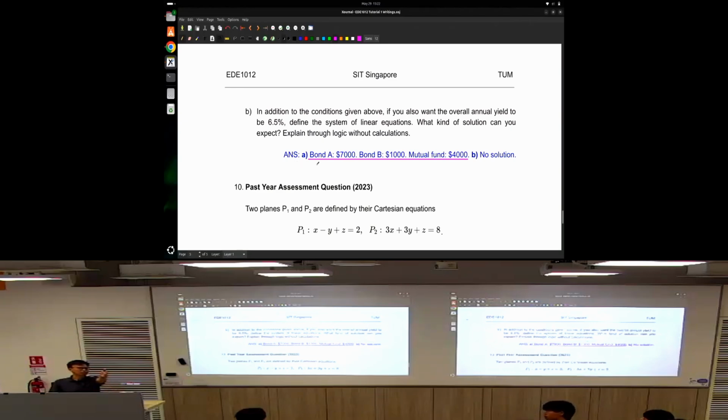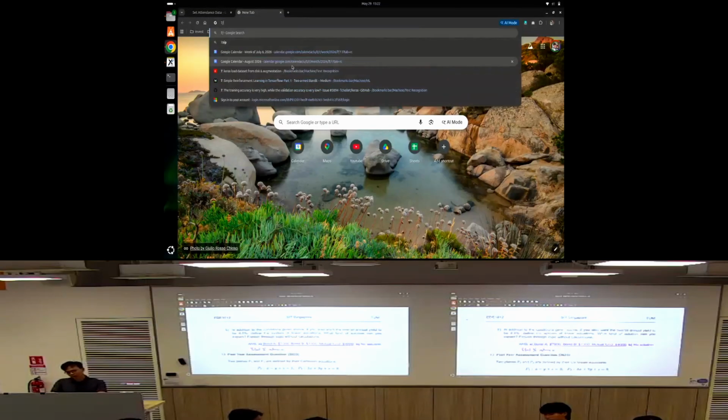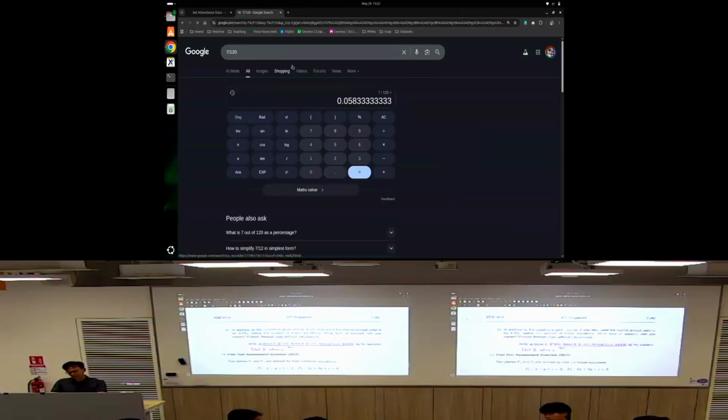Okay, so the total return that you desire, the total percentage return, is what? It is $700 divided by your $12,000, then of course times 100%. So if you take 7 divided by 120, you get 5.83%, right?